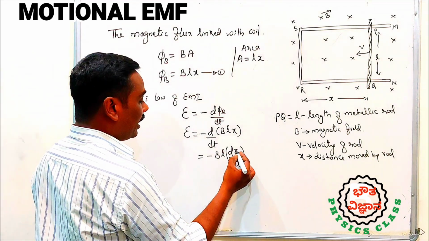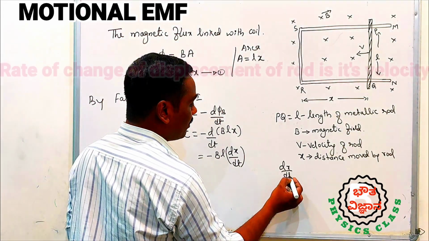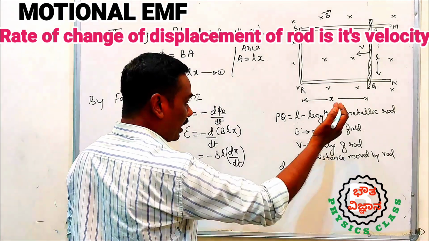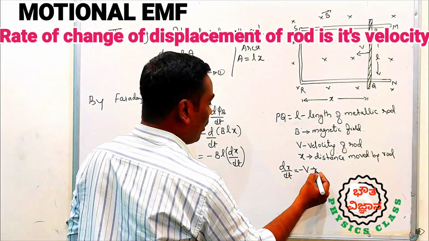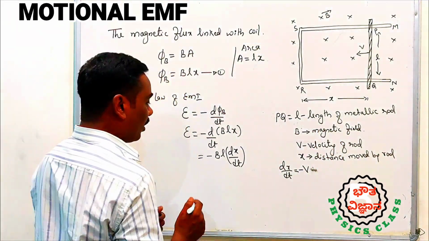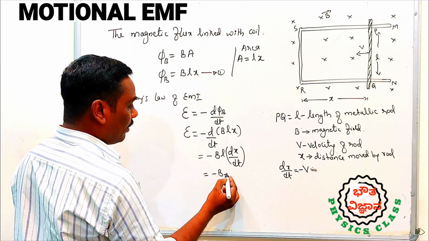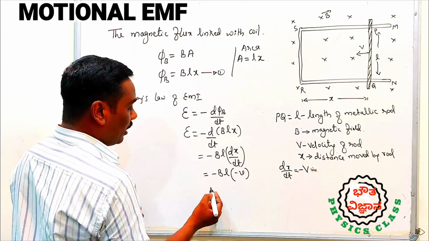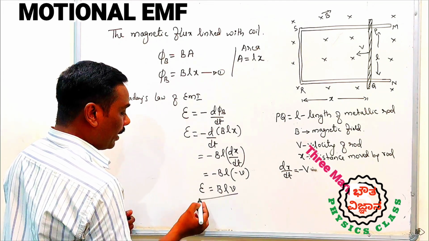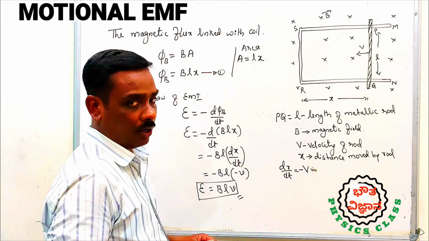This is the rate of change of displacement, which is the velocity in the negative direction. That is why we write it as the velocity of the rod, minus V. Therefore it is minus B L and minus V, so the induced EMF is B L V. By this formula we can calculate the maximum induced EMF in the rod.